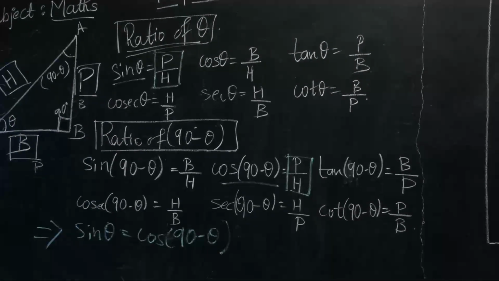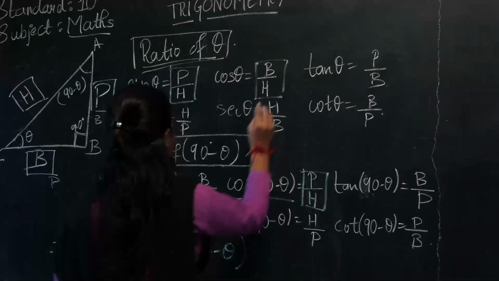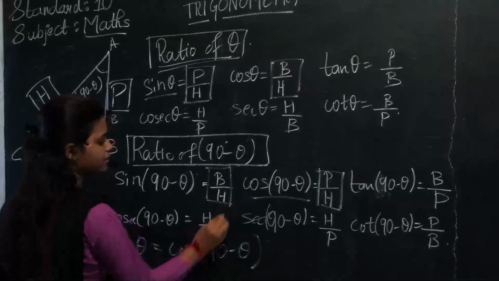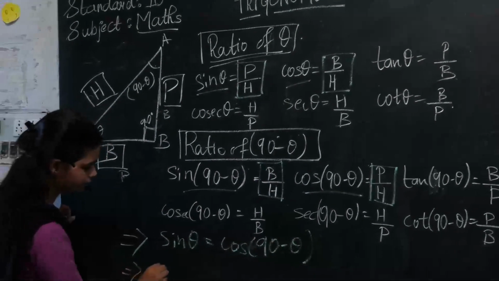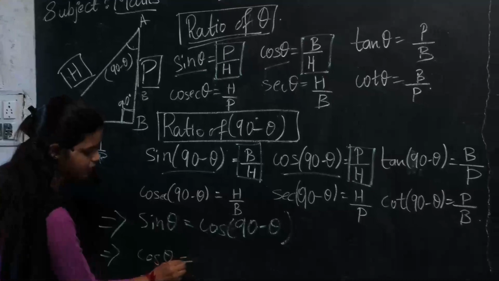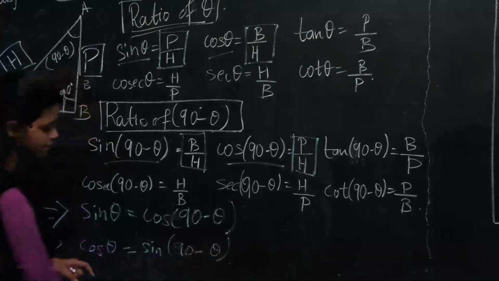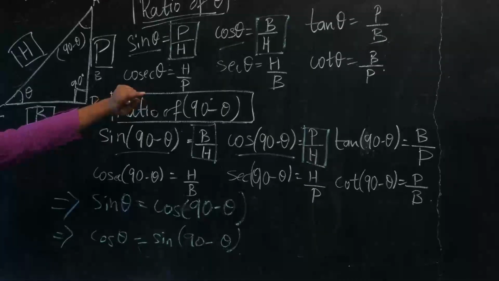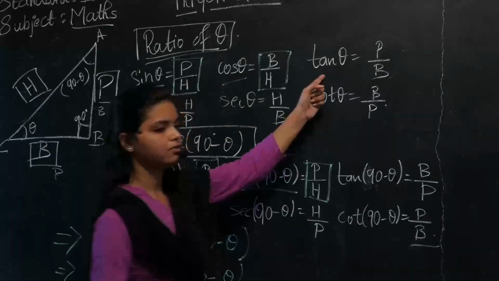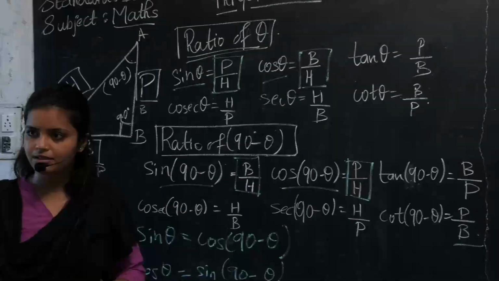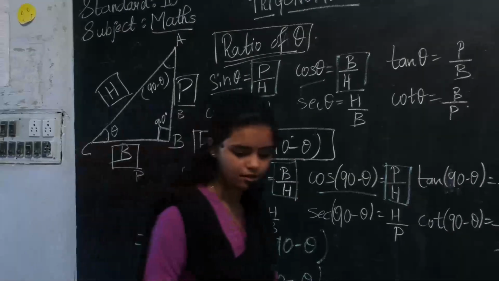Got it? Second, base upon hypotenuse. Now we will compare this with what? Sin 90 minus theta. Both are equal, getting the same value. Then our second will be cos theta equals sin 90 minus theta, and respectively all. For example, if I ask about tan theta, it is equal to what? Cot. Then it will be tan theta equals cot 90 minus theta, and so on. Sec and cosec, find the answer and let me know.